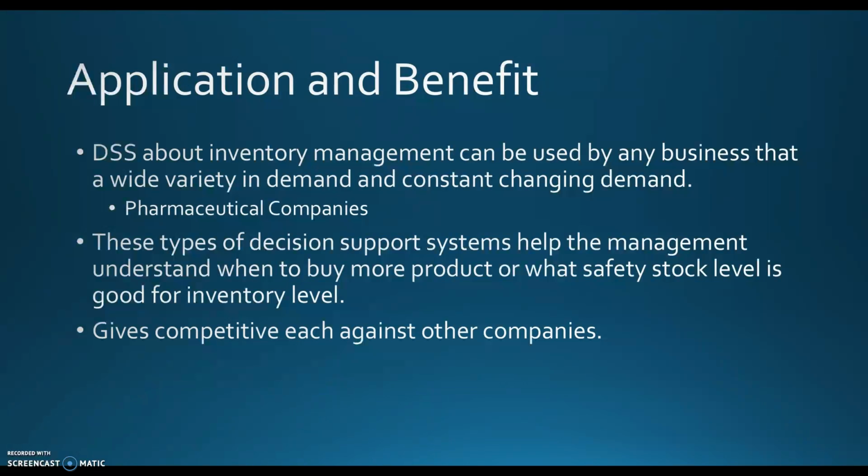So the application and the benefit of an inventory management decision support system is that it can be used by any business that has a wide variety in demand and has to meet it and has constant change in inventory and demand as well, such as pharmaceutical companies like GSK. These types of decision support systems help the management understand when to buy more product or what safety stock level is good for inventory level. And a benefit is that using these types of decision support systems gives a competitive edge against other companies.